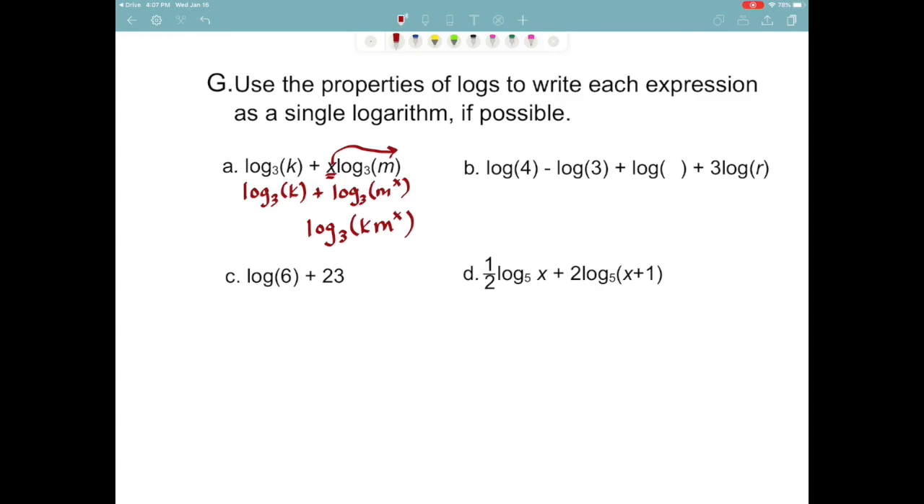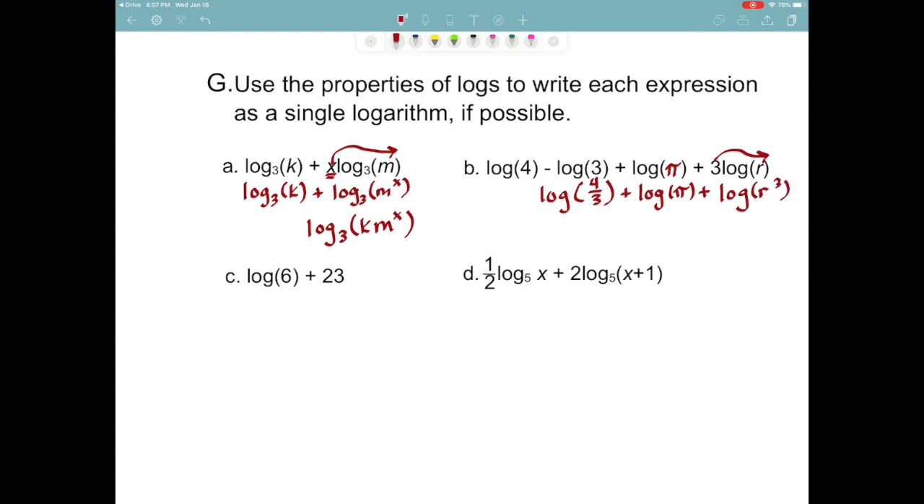Letter B, we've got 4 expressions with logs here. Let's just take our time, go left to right, order of operations. So log of 4 minus log of 3 would simplify to log of 4 over 3. And the second one here, this should be a pi symbol, it was left out. But we have plus log of pi, plus, and let's move the 3, the coefficient, back up as the exponent. So plus log of r to the 3rd power.